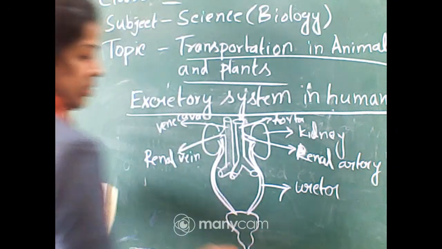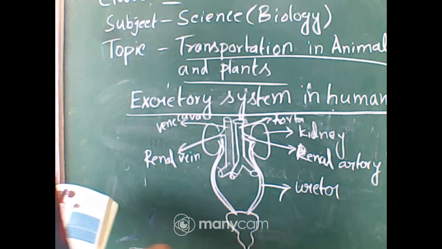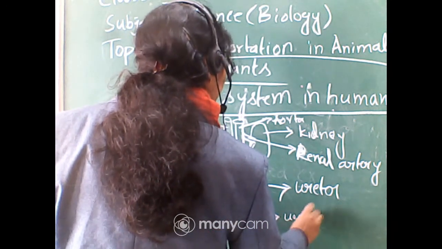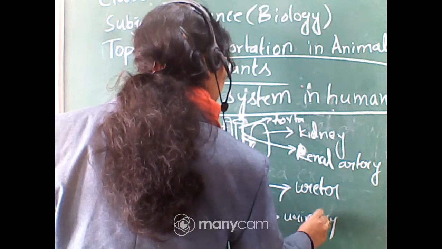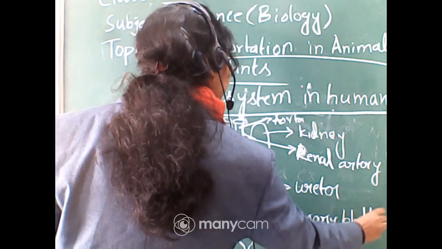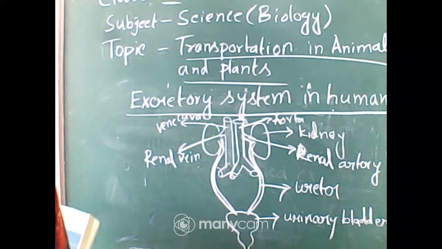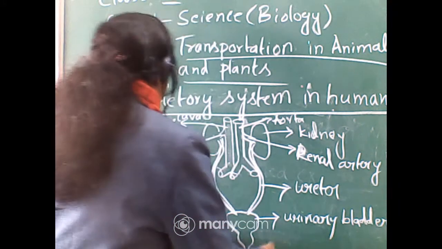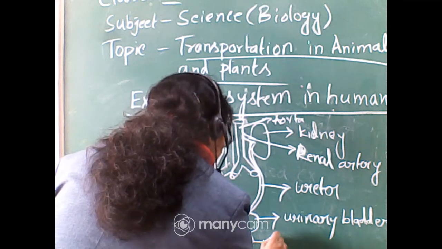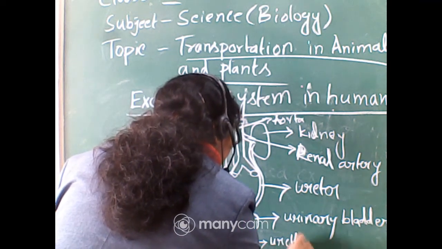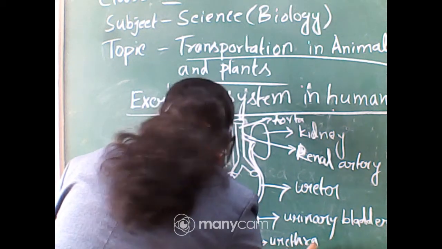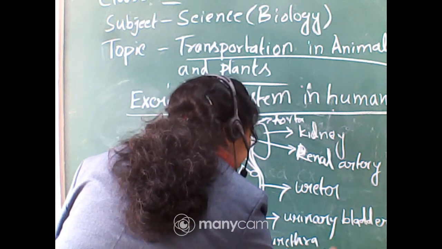The last part of this excretory system is the urinary bladder, where urine is collected. This portion is the urinary bladder, and in the lower portion you can see a muscular flap-like structure known as the urethra, and lastly the urinary opening.